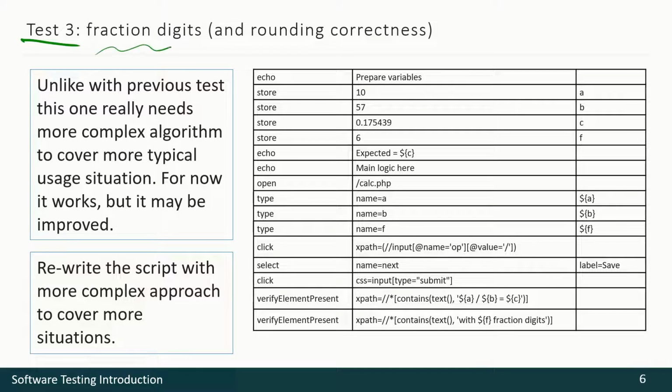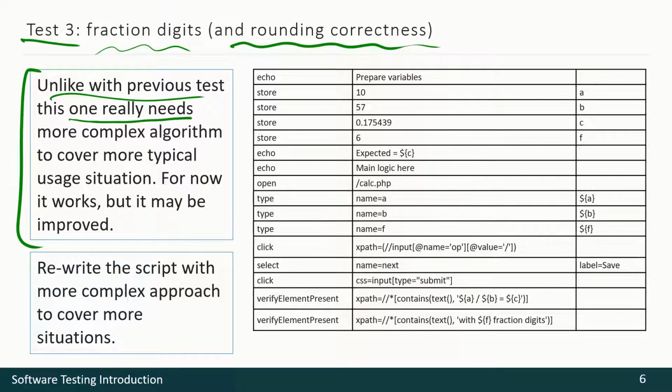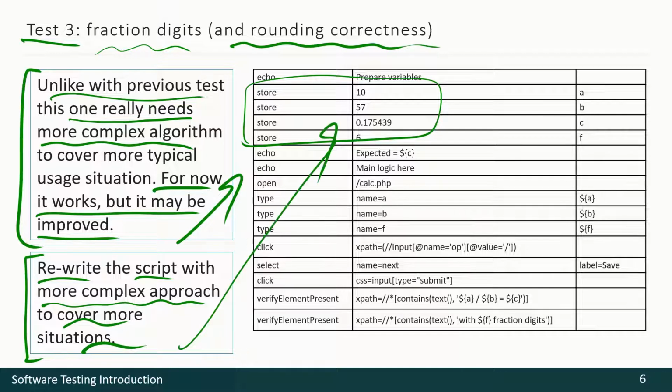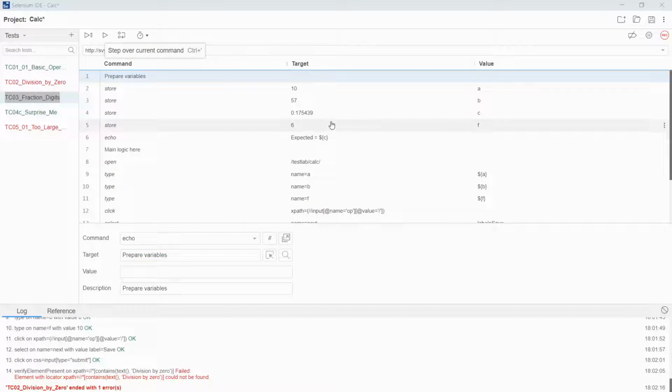The first test case is about fraction digits and rounding correctness. Yes, unlike the previous test case, this one really needs some more complex algorithms. I may give you a clue. It's about here. But for now, let it work. And for our educational purpose, it may be so simple. But you may rewrite the script with a more complex approach that covers more situations here. And we shall review the script in the Selenium IDE.